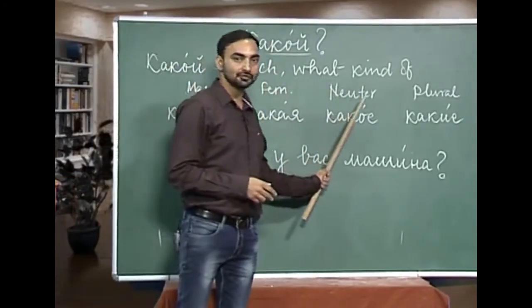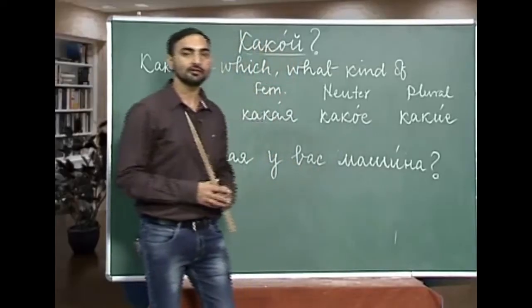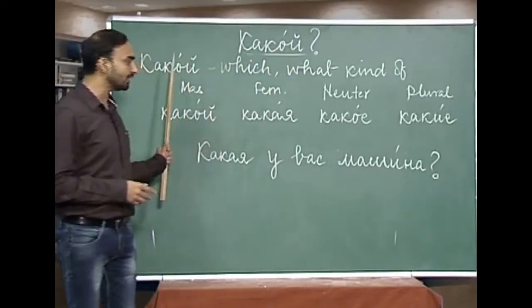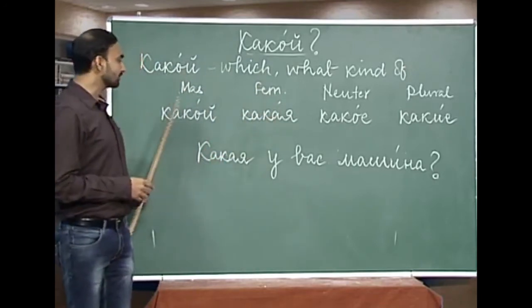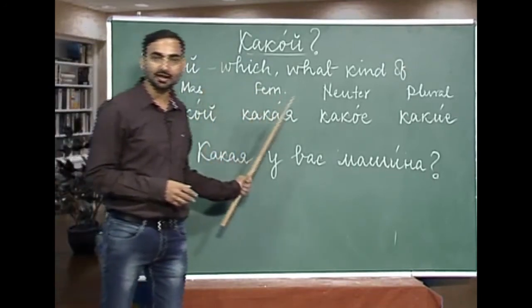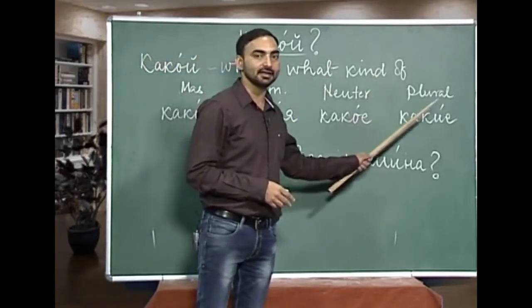If the noun is neuter, we will use какое, and if it is a plural noun, then we use какие. So, there are 4 forms of какой as per the gender and the number of a noun. Masculine is какой, feminine какая, neuter какое, and plural какие.